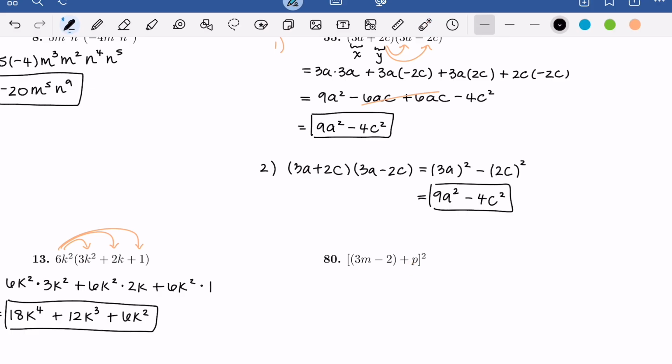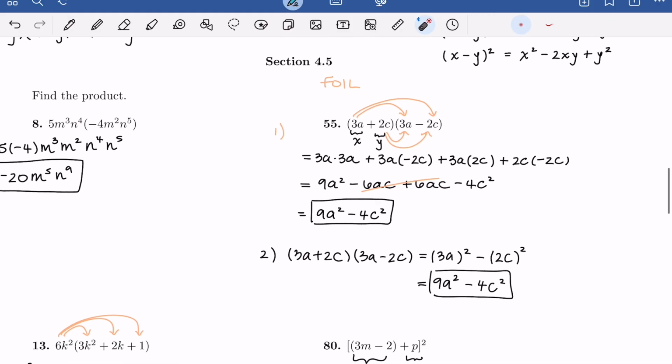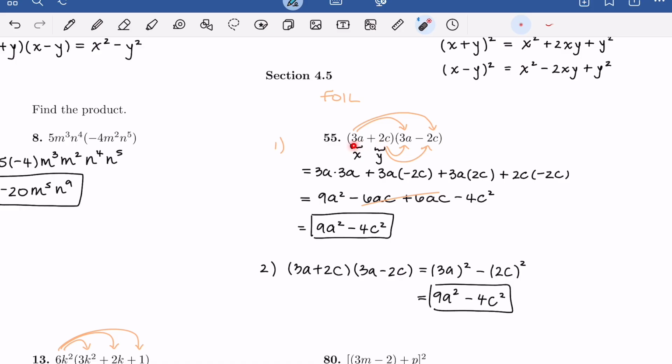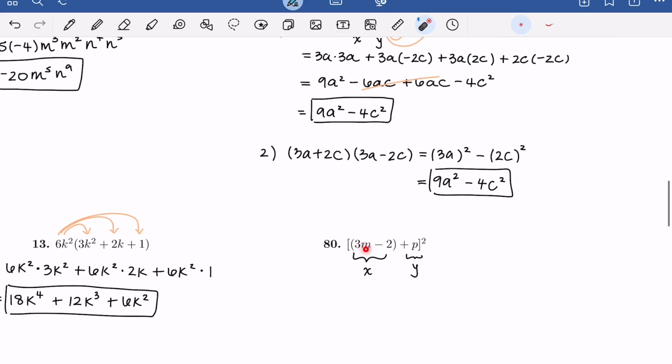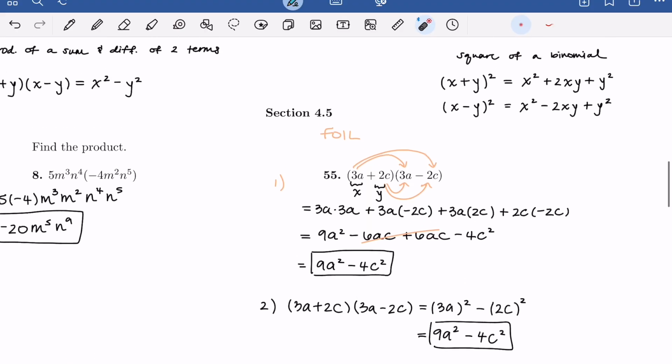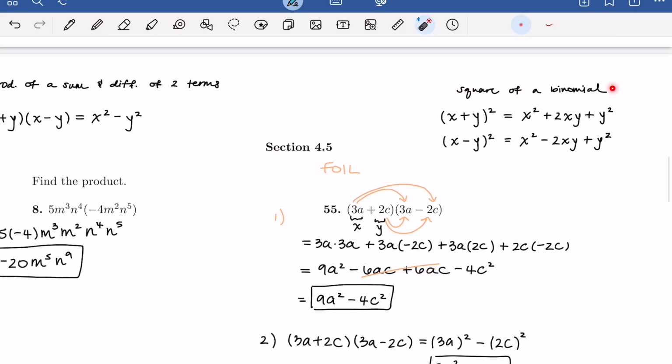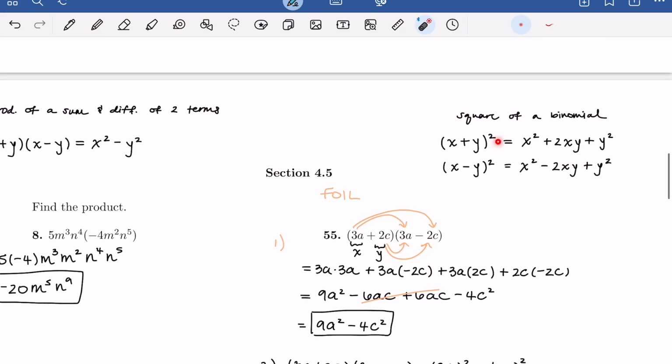So what we can do is treat these as their own individual terms. I'm going to call this entire thing, 3m minus 2, x, and this p, I'm going to call y. I'm calling them this in the same way that we called these x and y here, just to emphasize what our first and second terms are. So going back up to these equations here, we're going to take the square of this binomial. That means we're going to end up with a polynomial of this form.